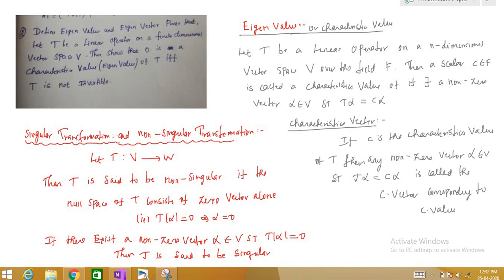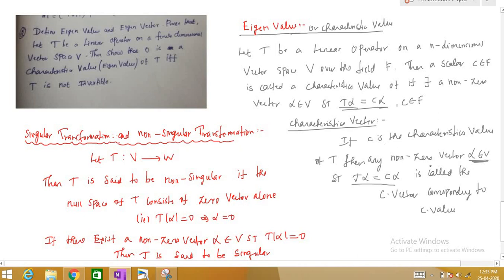And the difference between characteristic value and characteristic vector is that, so here we have seen T alpha is equal to C alpha, both look the same here, but here this C belongs to the field, but here the C belongs to what? F, but this alpha belongs to V, right? So T alpha is equal to C alpha.